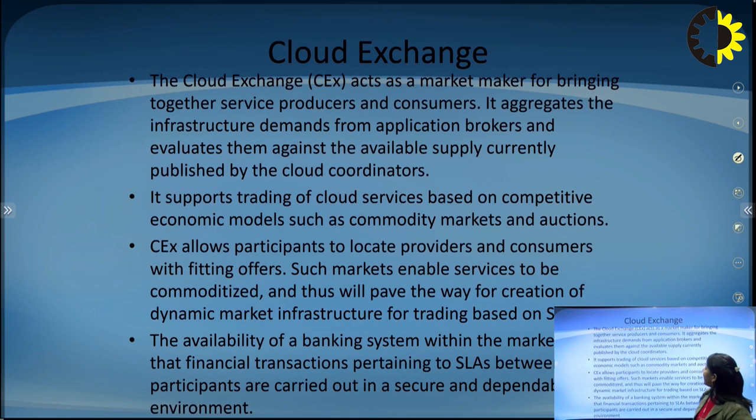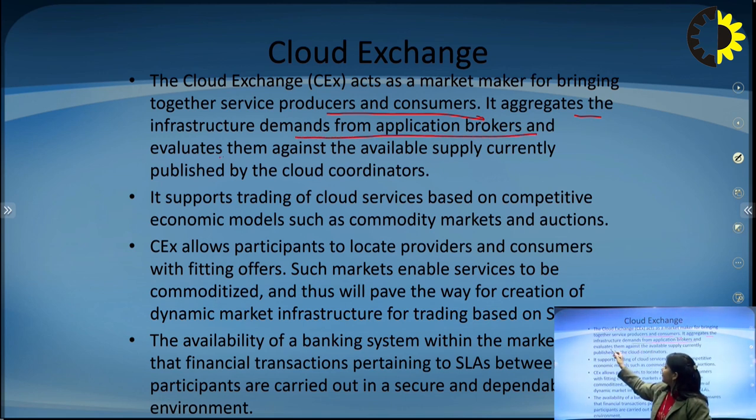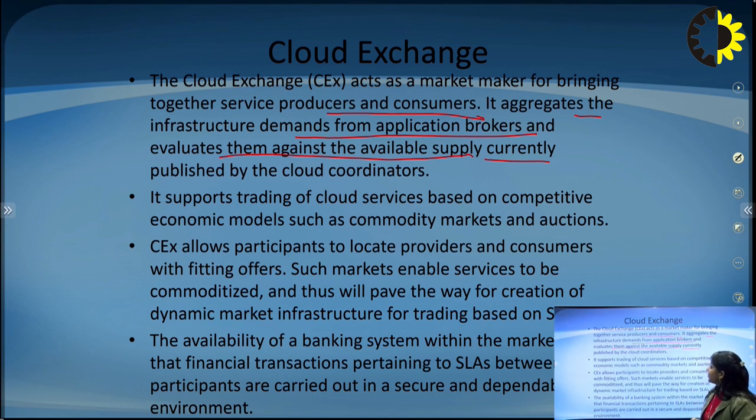And this cloud exchange acts as a market maker for bringing together the service producer and the consumer. It makes a bridge between producer and consumer and aggregates the infrastructure demand from the application brokers and evaluates it against the available supply currently published by the cloud coordinators. So what is the role of the exchange? All the applications will be evaluated through the broker and will be made available to supply to the cloud coordinators.